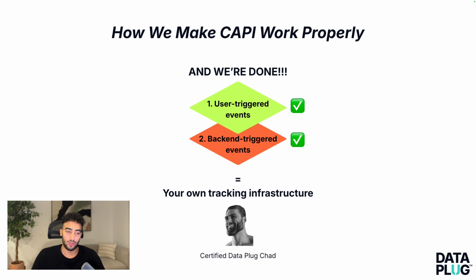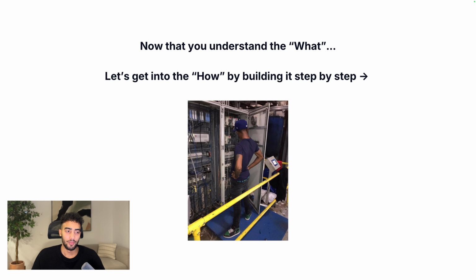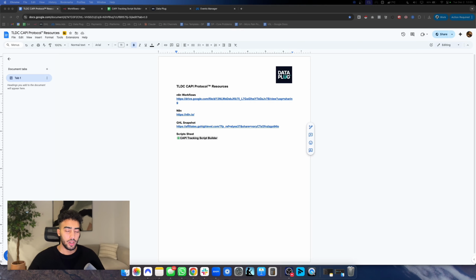We covered the user triggered events, the backend triggered events, and now this is how you have proper server-side tracking infrastructure. So now that you understand the what, let's actually get into the how by building it step by step. All right, so let's get to actually building this live. What we'll do is we'll wire everything up so it works, and then we'll test it live, and I'll explain what's happening at every single step, so you know what's actually happening behind the scenes.